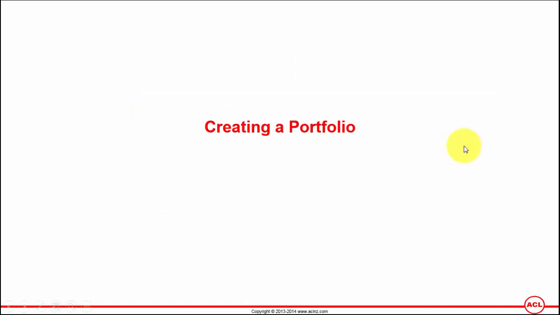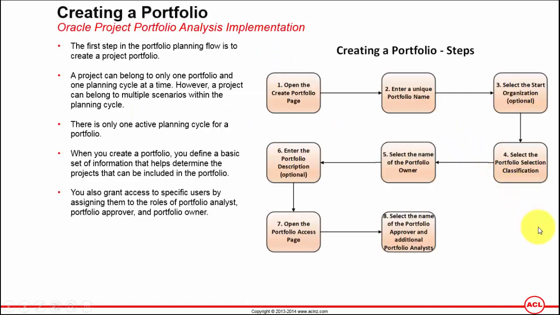Creating a portfolio. The first step in the portfolio planning process flow is to create a project portfolio. A project can belong to only one portfolio and one planning cycle at a time. However, a project can belong to multiple scenarios within a planning cycle in a portfolio.